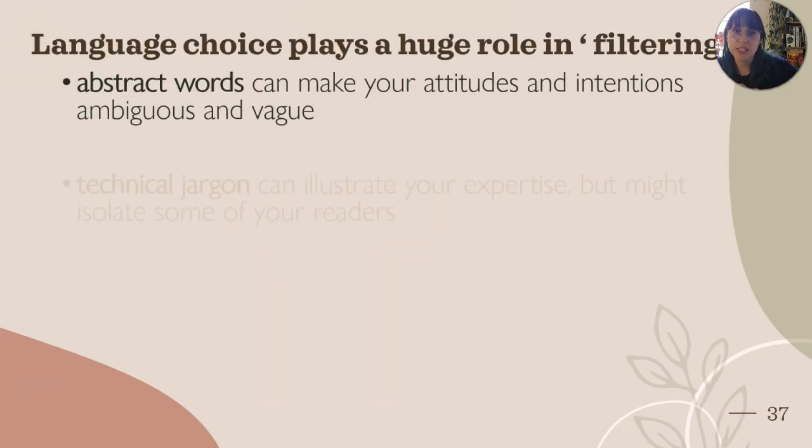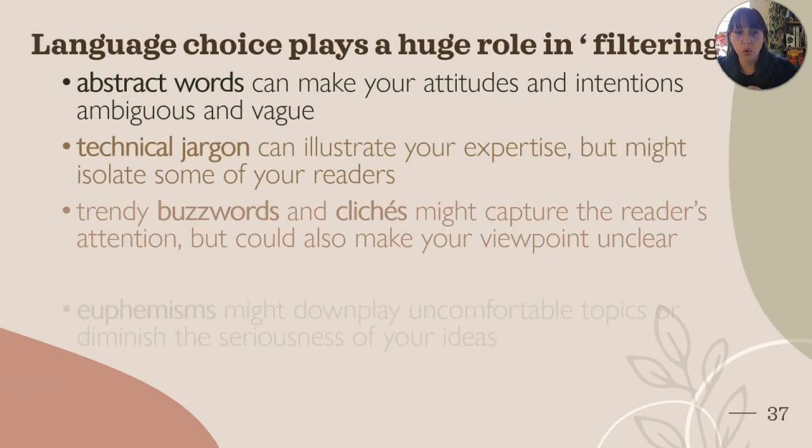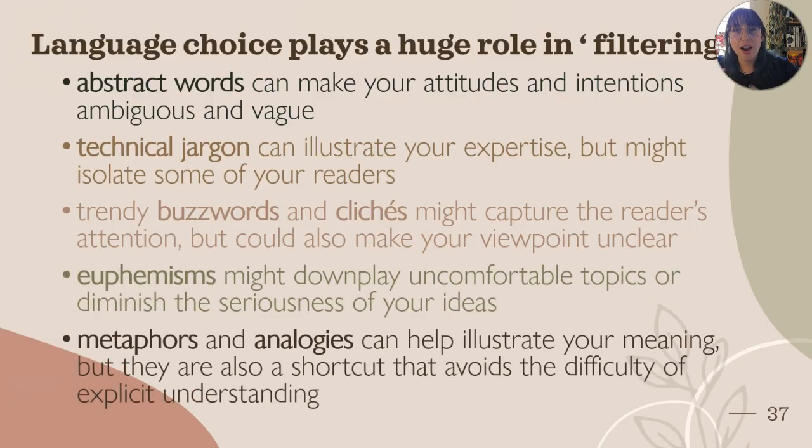The language choices that we make play a huge role in filtering our attitude and our viewpoint. For example, if we use a lot of abstract words, it can make our attitudes and intentions really ambiguous or vague. So we really want to use precise and clear language, just so that we clarify what it is that we feel about the topic and what we want our audience to feel about the topic.